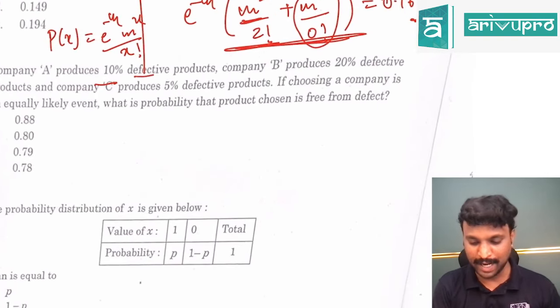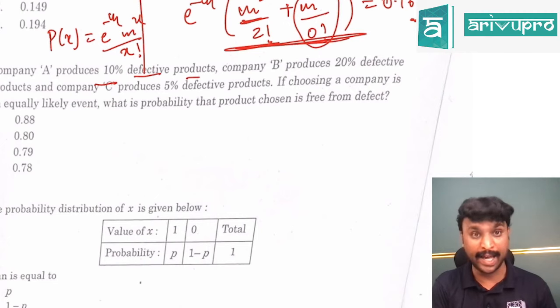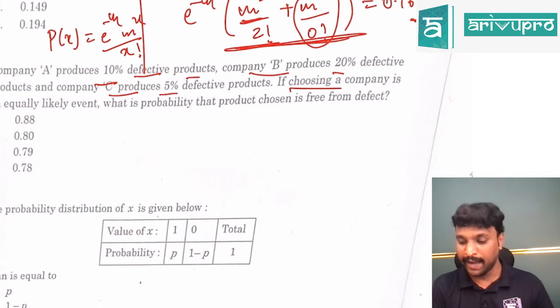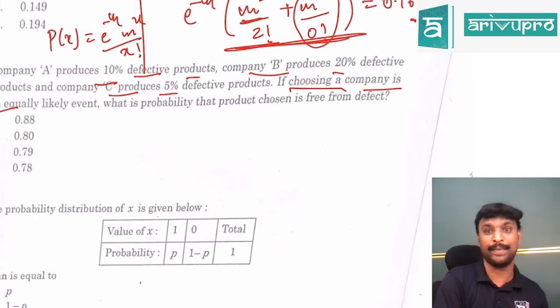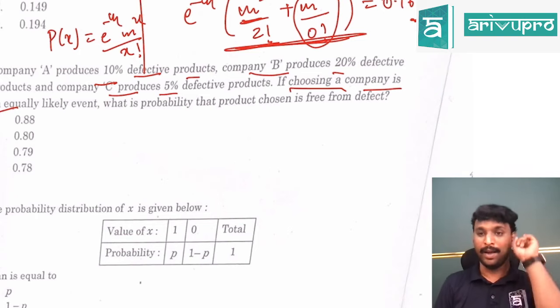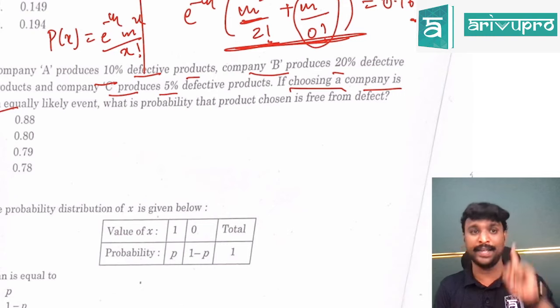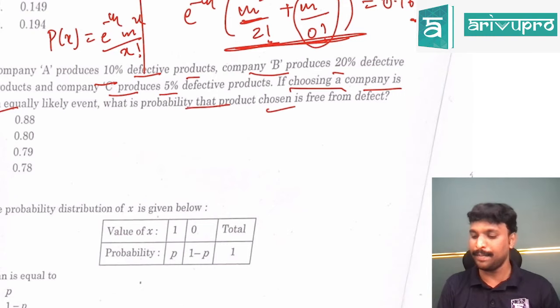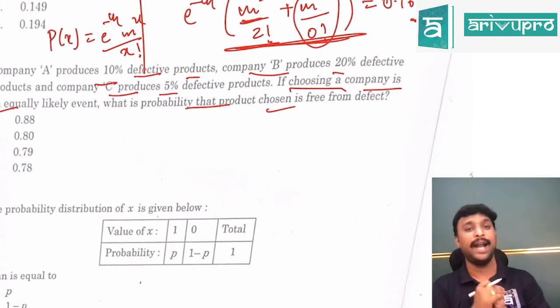A company produces 10% defective products, Company A actually. Company B produces 20% defective products. Company C produces 5% defective products. If choosing a company is an equally likely event, choosing one company. A company means one company. How many companies are chosen? One company is chosen. What's the probability that the product chosen is free from defect?